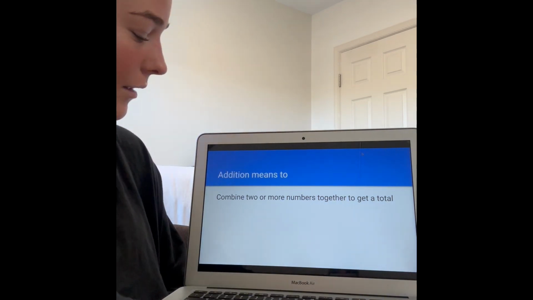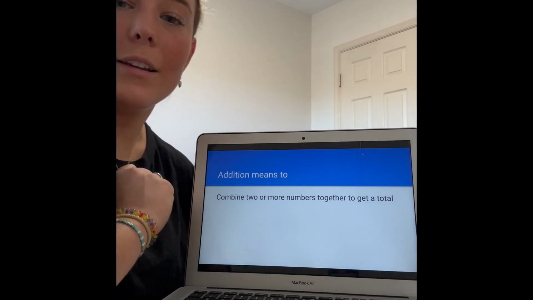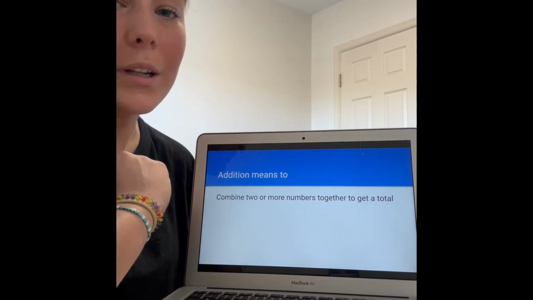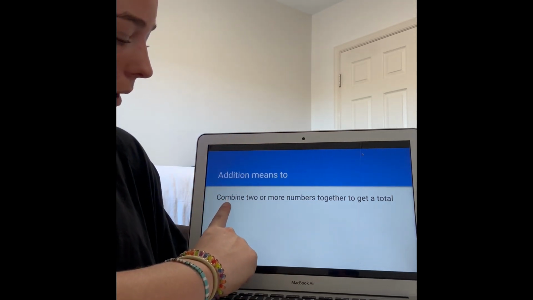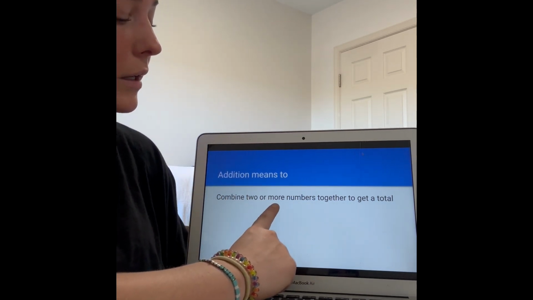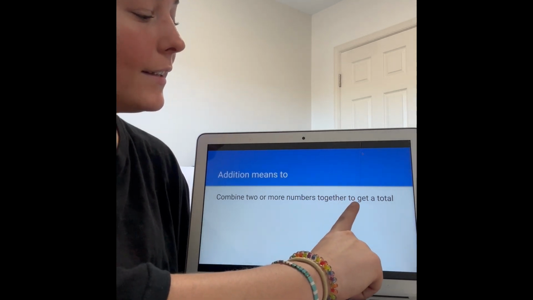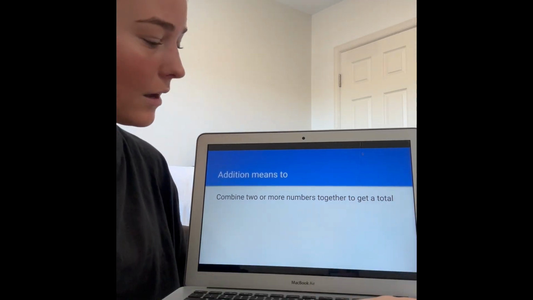All right, our addition definition. I would like everyone to repeat after me. Combine two or more numbers together to get a total.